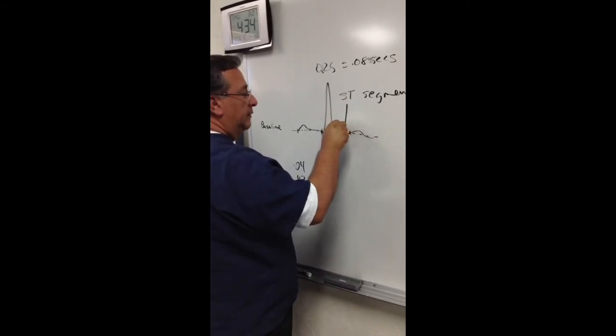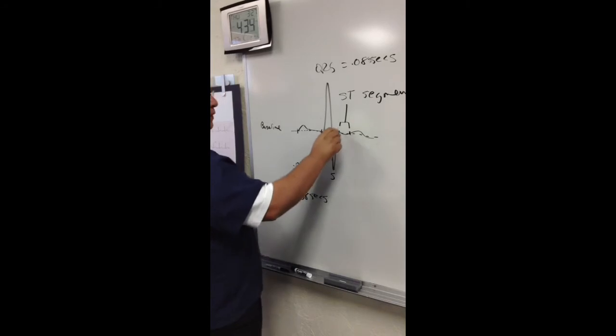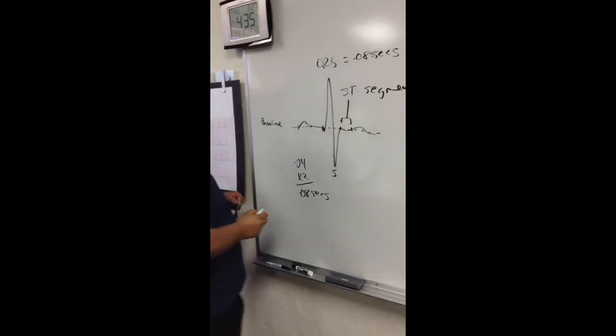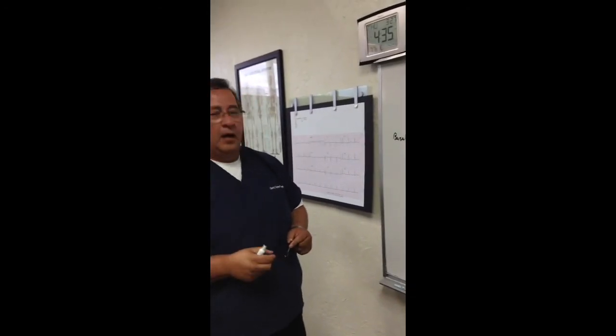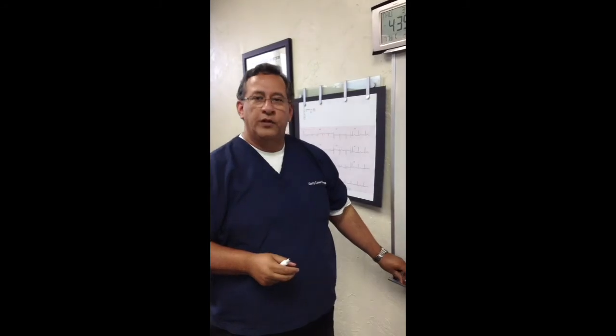Let's do it this way. Okay? It's right between this point and that point. That's the ST segment. We're talking about a section. Now, we don't actually measure the ST segment with the calipers. All we're doing is looking at it. This is very simple to do. There's no math involved. It's just an evaluation of the ST segment.